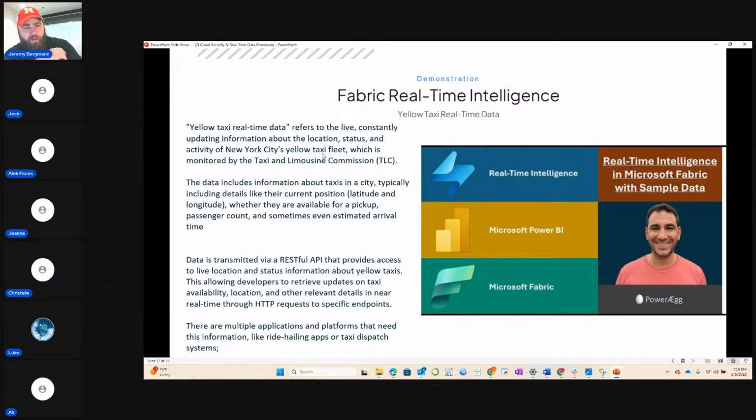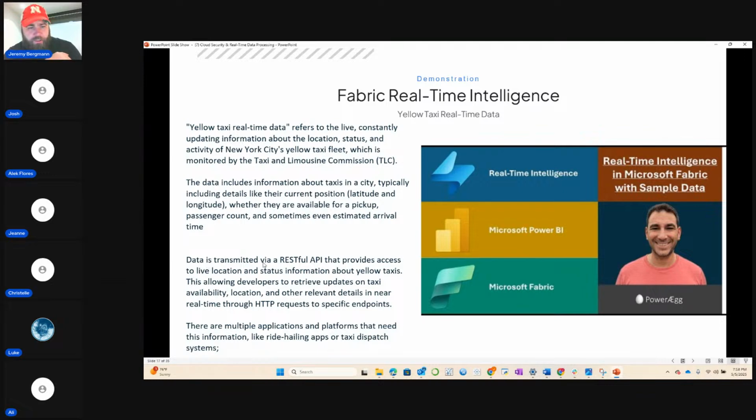It's New York City's yellow taxi fleet, which is monitored by the Taxi and Limousine Commission. So the data includes information about taxis in the city, typically including details about their position, where they're available to pick up, passenger count, and even estimated arrival times. So really similar to that Uber versus Lyft discussion we talked about a few slides ago, and being able to do that in real time.